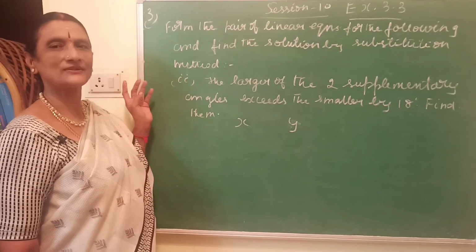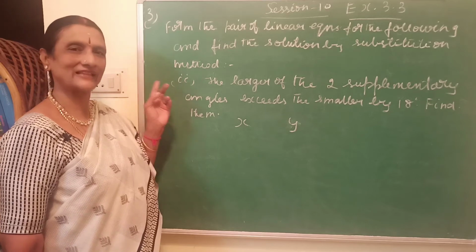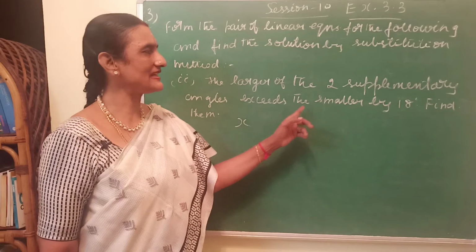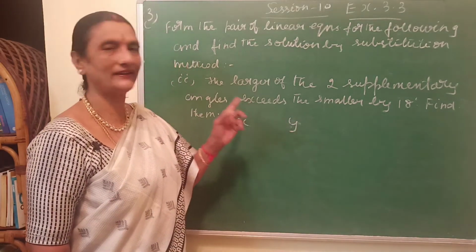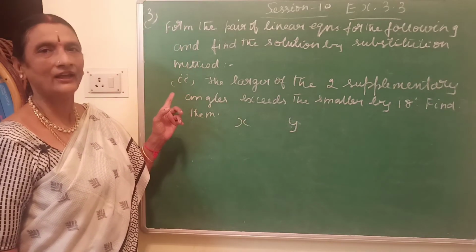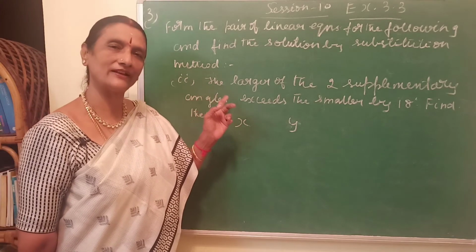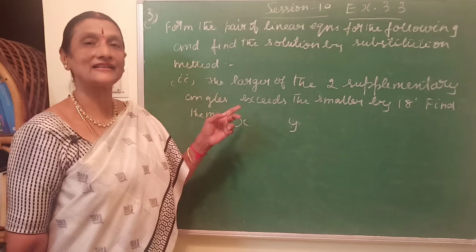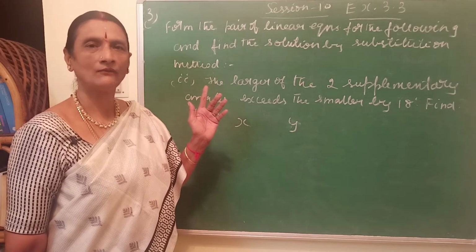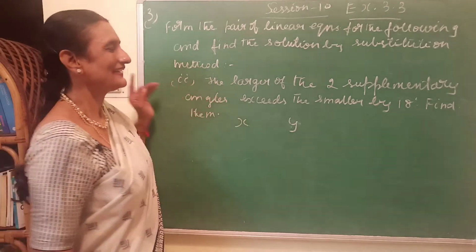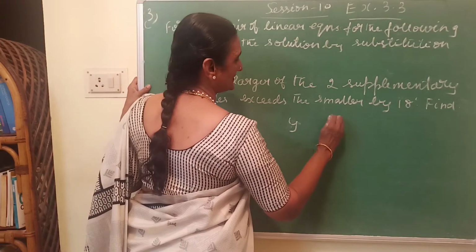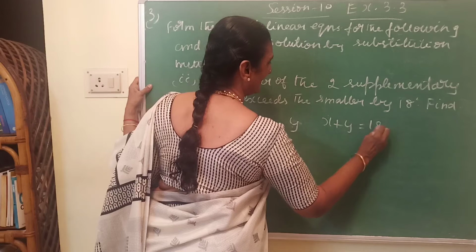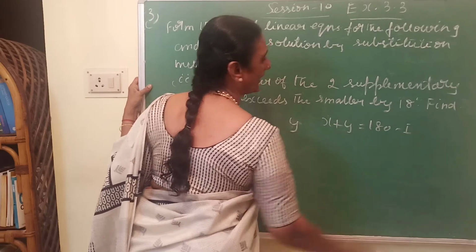Let us move on to the second subdivision. The larger of the two supplementary angles exceeds the smaller by 18. Find them. Here again we have to go back to the fundamentals. When we say two supplementary angles, the sum has to be what? 180 degrees. Therefore, the first equation is obtained: x plus y is equal to 180 degrees. This is equation number 1.